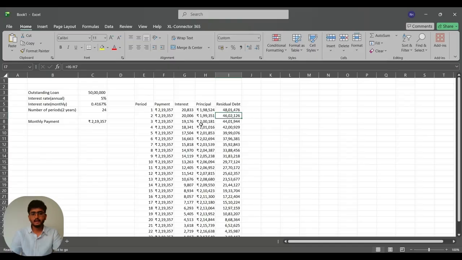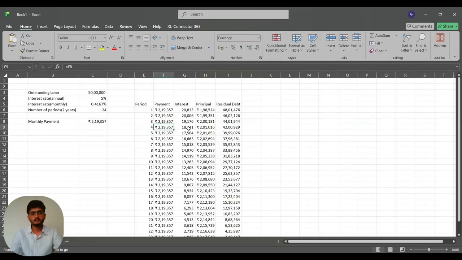Same, when we deduct 2,181 rupees from 46,02,126, we'll get the remaining loan amount of 44,01,944. Same, we're going to do the fourth month also. So we did the first month, second month, third month. What was the repayment amount? We know the monthly EMI is 2,19,357 rupees. Okay, now the fourth month.